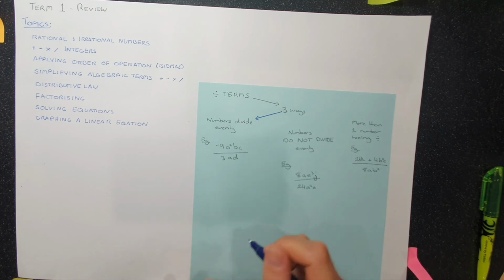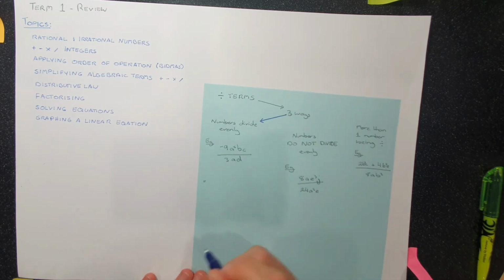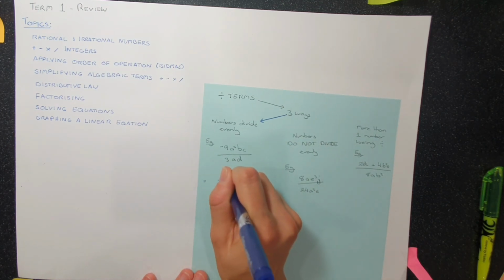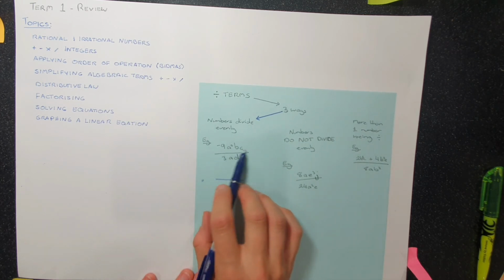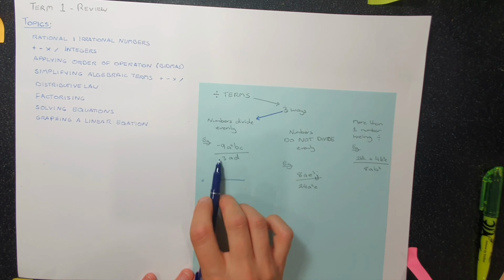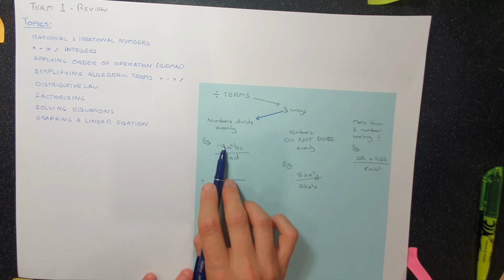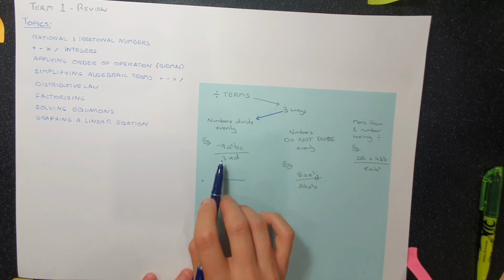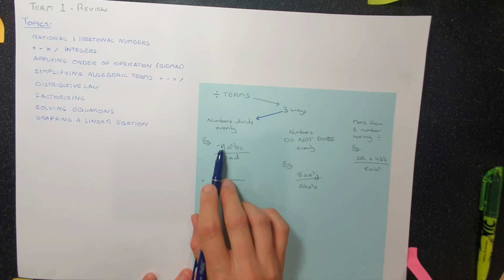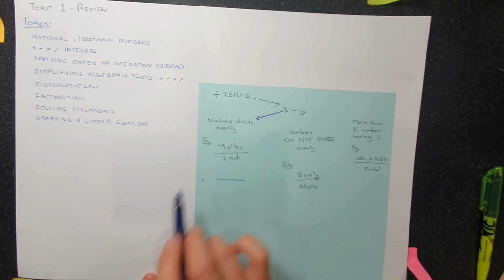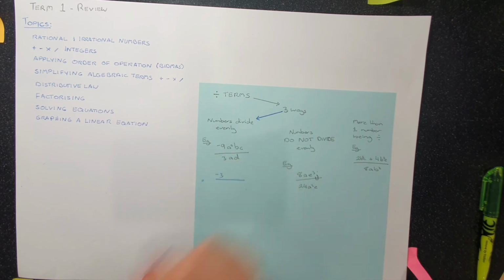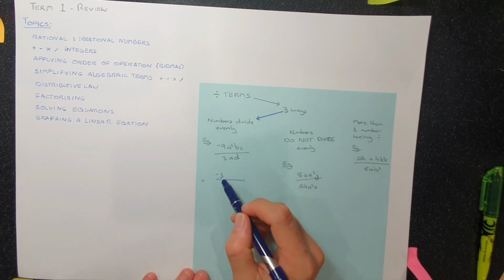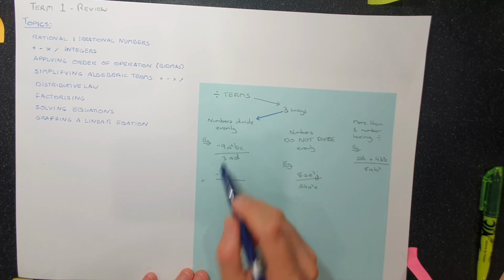The first thing I do is put an equal sign down and draw in my vinculum. I look at the numbers, and it's always the top one being divided by the bottom one. So on the top line I've got negative 9 and on the bottom line I've got 3. I know that 3 divides into negative 9 evenly, negative 3 times, so I write that on the top line.